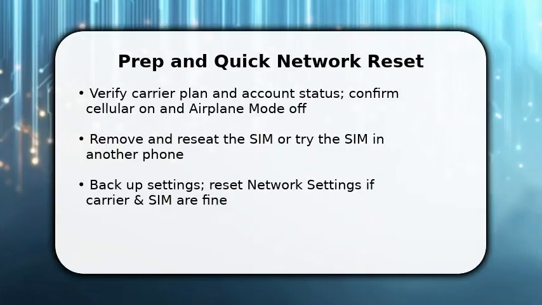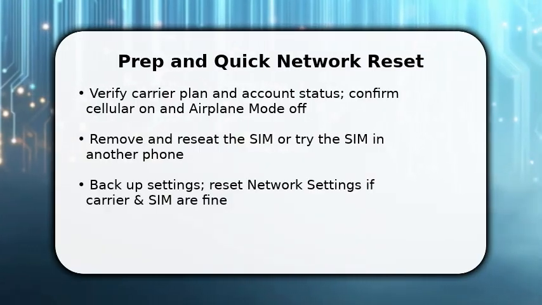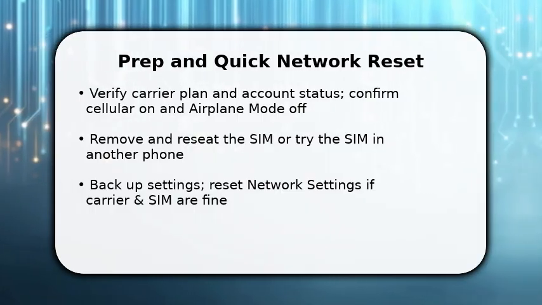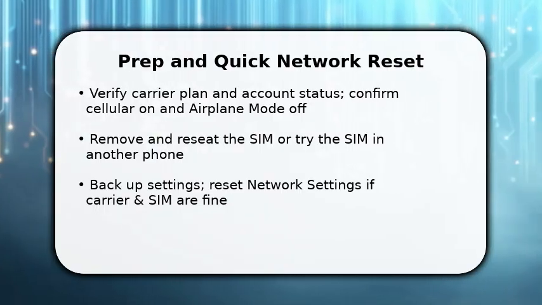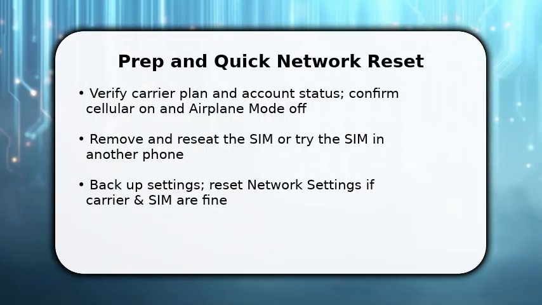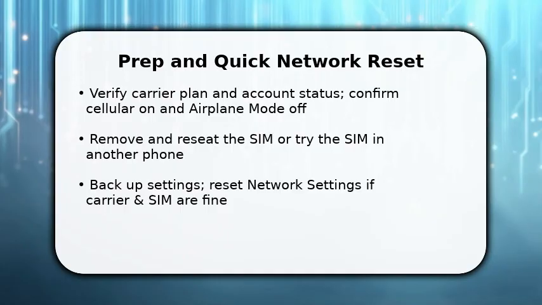You start by confirming your carrier account and that cellular data is enabled. Check airplane mode and do not disturb are off. Next, power down and remove the SIM, inspect it, then reset or test it in a second phone to isolate the SIM versus phone problem. Once done, back up iCloud or iTunes so you can reset safely.